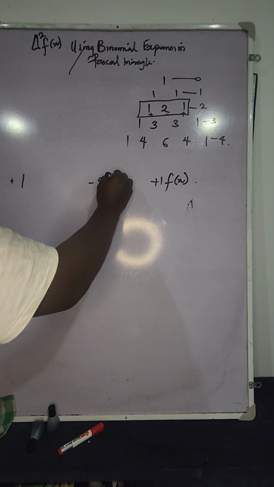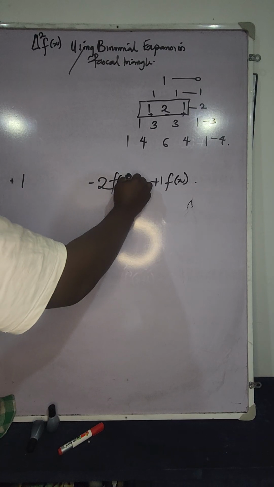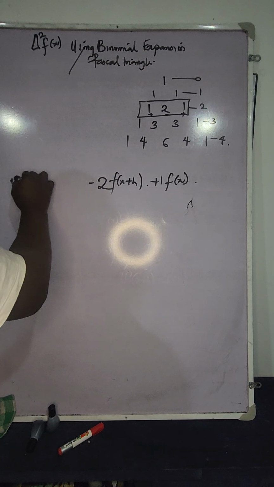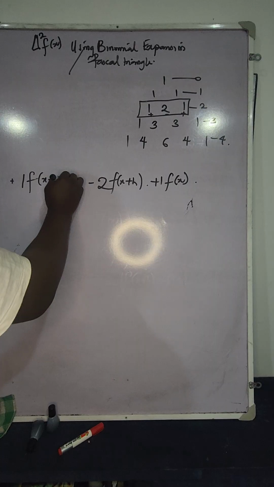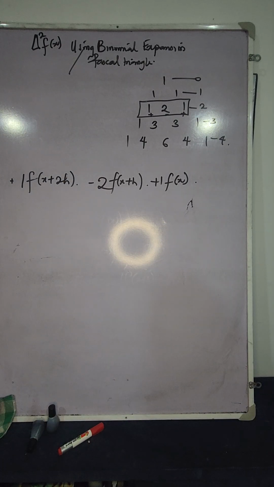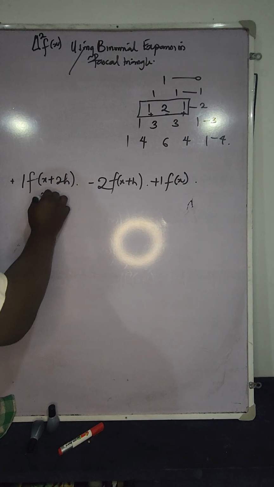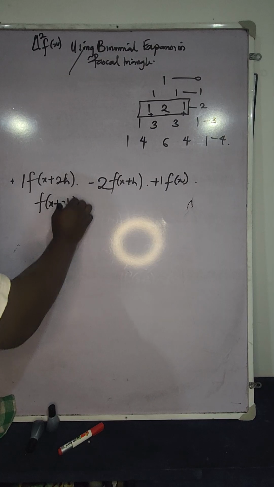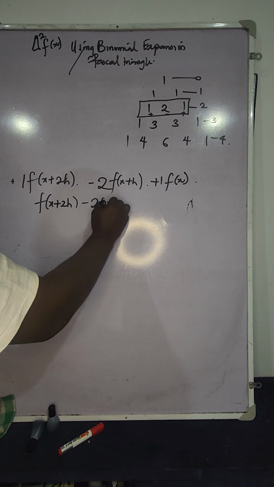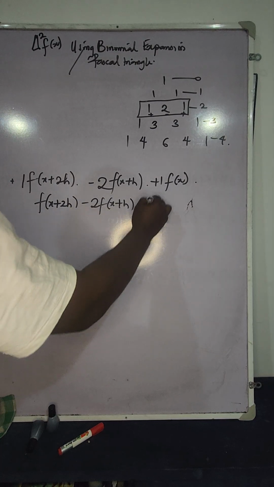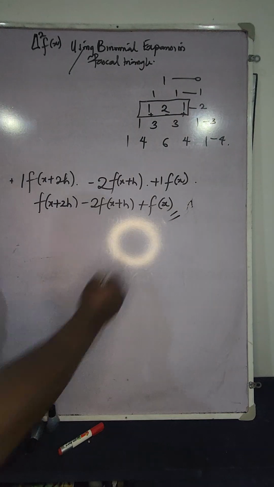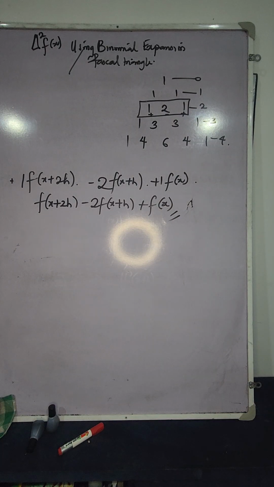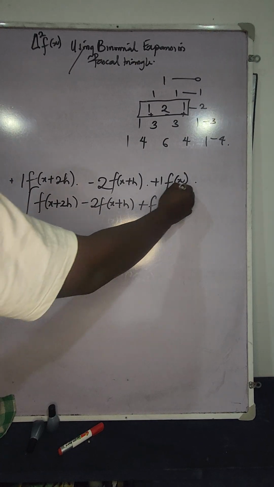So we start our labeling with f of x here. This place will be f of x. This place will be f of x plus h. This place will be f of x plus 2h. Right? So we have as a final answer f of x plus 2h minus 2 f of x plus h plus f of x. Did you see that? So let's see if we are actually correct.